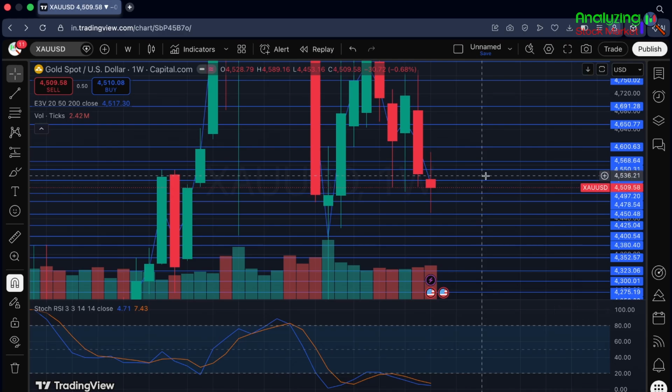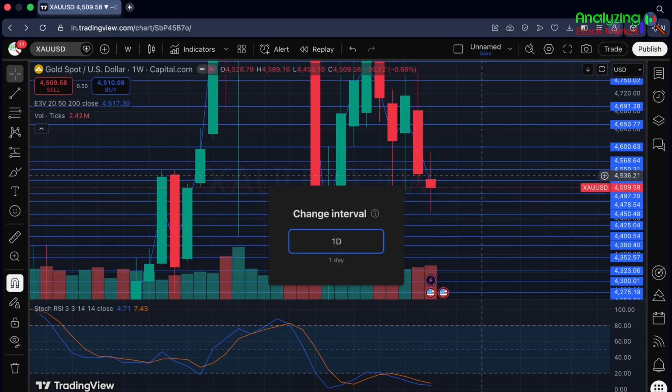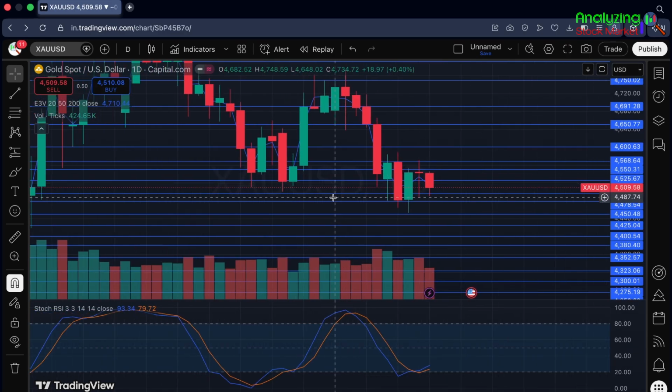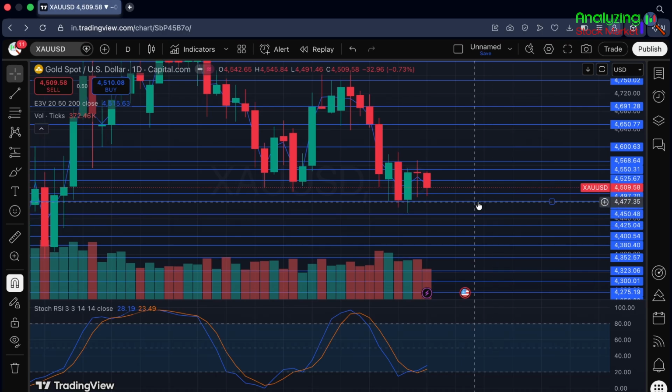Now let's mark some important support and resistance zones on a one-day chart. So here, this is a one-day chart. Currently some important support and resistance zones are already marked, but we need to delete some levels, so I'm deleting these levels.